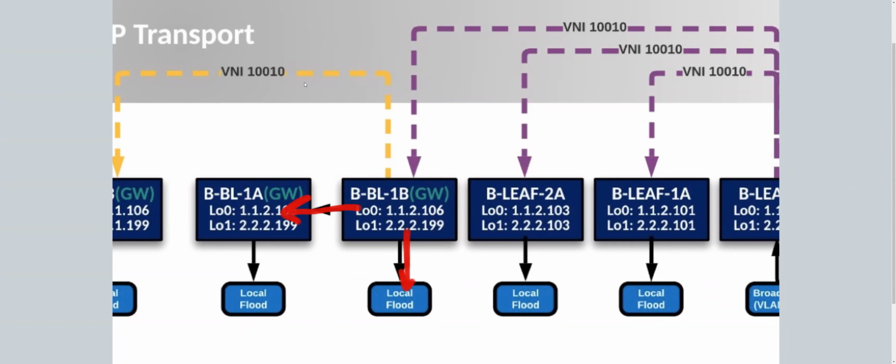Now, as an important note here, the gateway node that received the broadcast frame via the MLAG peer link, so BL1A in this case, it will look at that and say, okay, I received this broadcast frame across the MLAG peer link. I'm going to flood this out my front panel interfaces because there could be locally attached hosts here, like single homed hosts, that need to get this broadcast frame.